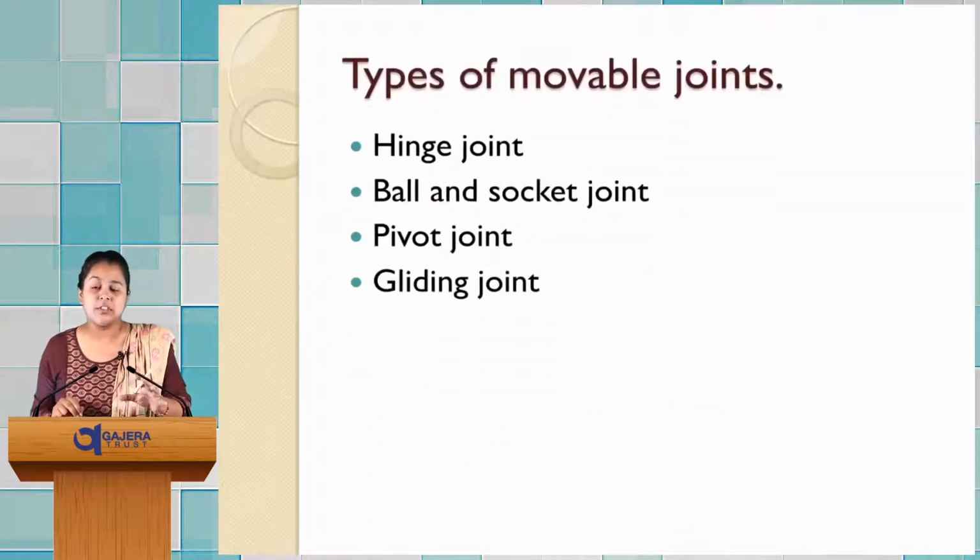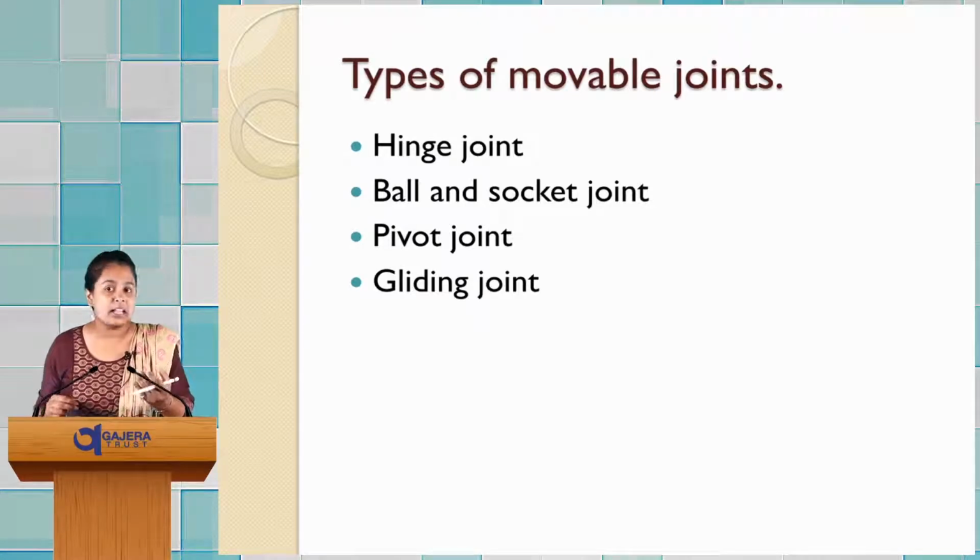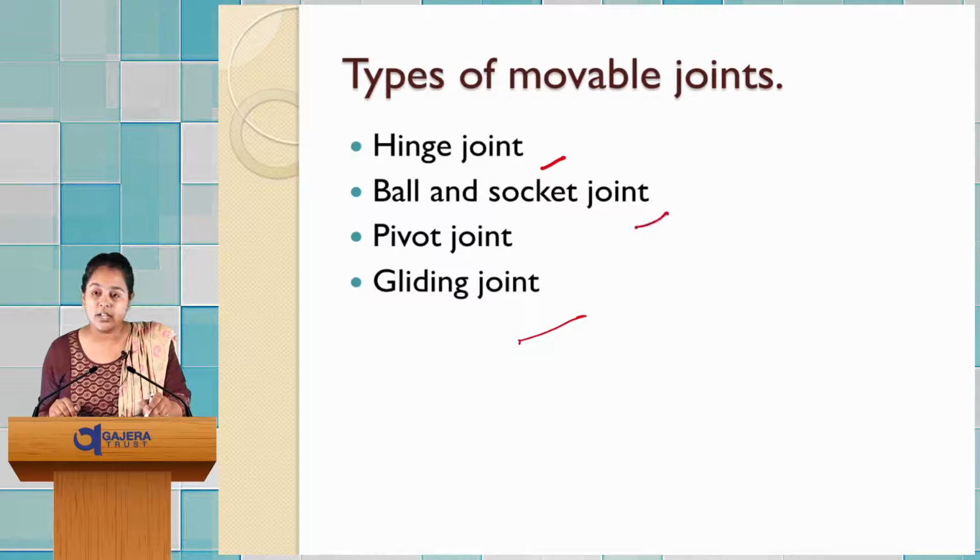Now after this movable joint, immovable joint, we have four main types of movable joint. The joints which we can move. But how much can we move them? In what direction can we move them? That tells us what type of movable joint those are. We have the four types: hinge joint, ball and socket joint, pivot joint and gliding joint.